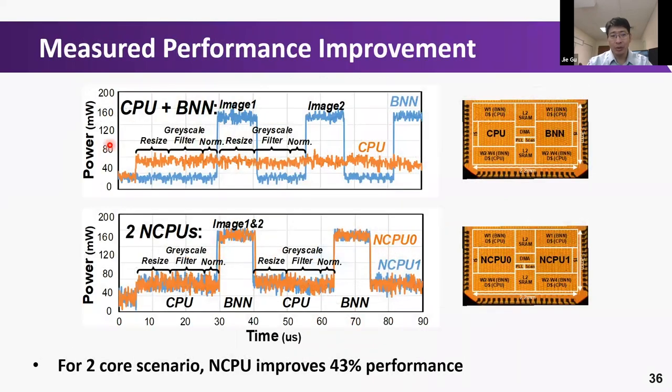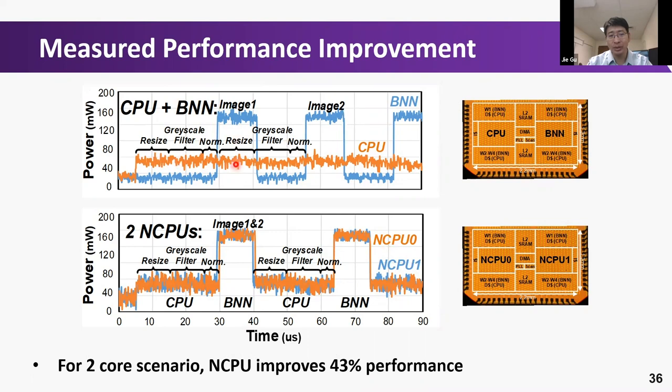So here shows the power tracing. We trace the power, which can show the sequence of operation. We have our two-core system, so we can mimic the conventional setup. We can turn one core into the CPU, the other one into the BN.